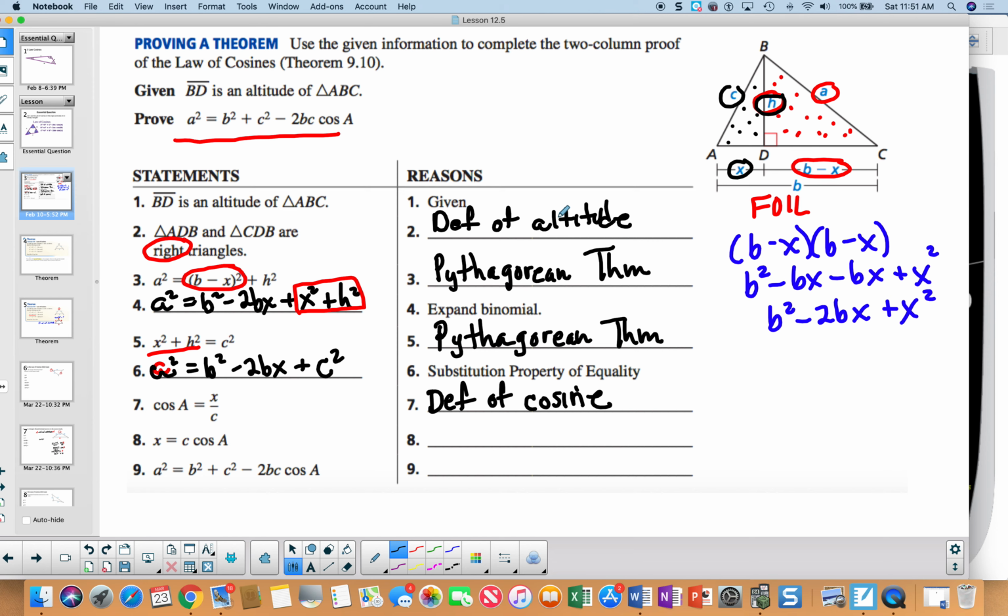All right, now I'm going to use the cosine of A, and here's the cosine of A right here. The cosine of A is the adjacent over the hypotenuse, so that's why I have x over c. Then I'm going to cross multiply to figure out what that is. And now I have a substitution for x. So I'm going to have a squared equals b squared, I'm going to write this second squared, minus 2b, but instead of x, I'm going to write what x is, c cosine of A. And so there is our proof.